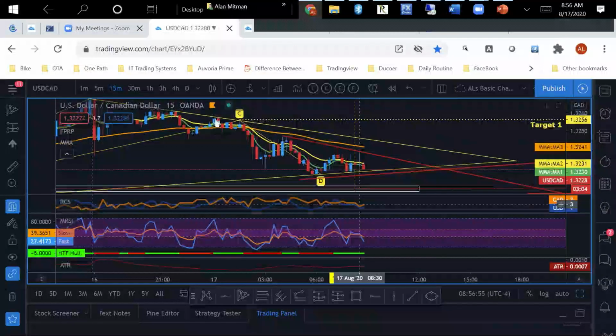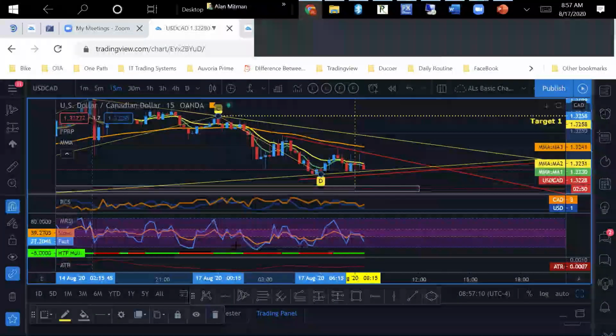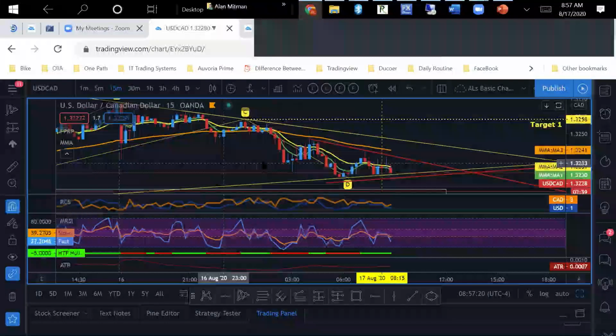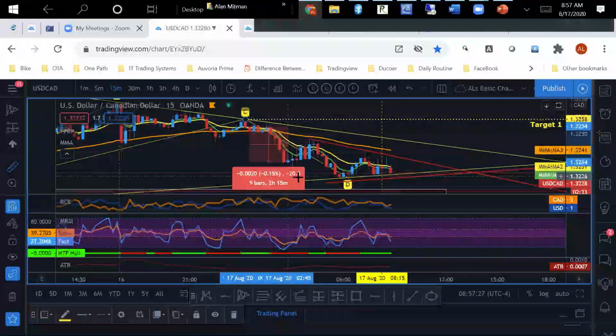So this was the peak right here, so that'd be right here about where the C is. Let's move it over here just for reference. And then it came all the way down to, here's where the low was, and that was after the hook. So from here to here, try and judge the range. And that was 20, looks like 21 pips there.